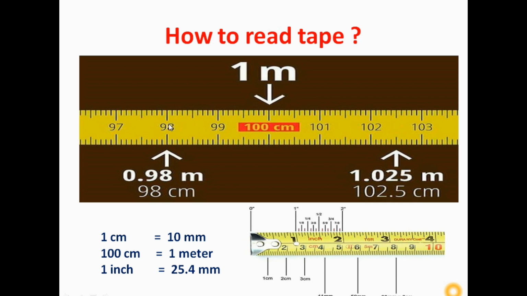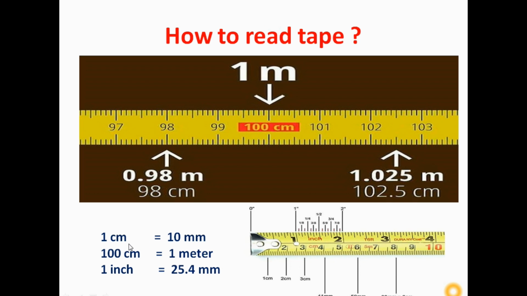This is 98. This indicates 98 centimeter, and this indicates 99 centimeter, and this big line indicates 98.5 centimeter. Okay, and total 100 centimeter is equal to 1 meter. Okay, you can see here. This is the 100 centimeter. Here 1 meter is completed.